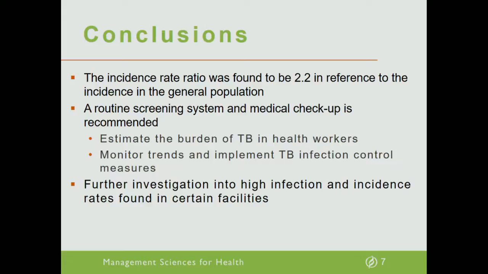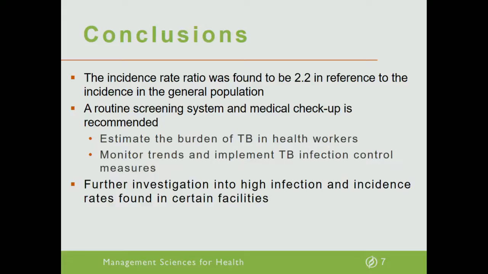In conclusion, the incidence of tuberculosis was higher as compared to the national incidence in our country, which is 207, which is 2.2 times the TB incidence in the general population. And we recommend a routine screening system and medical checkup in the health facilities. It was only 1 health facility that was having regular health worker screening for tuberculosis, only 1 out of 71. And we recommend a regular screening as was stipulated in our national guideline. In our national guideline, it states that there has to be at least once a year health worker TB screening, which we didn't find in our survey.